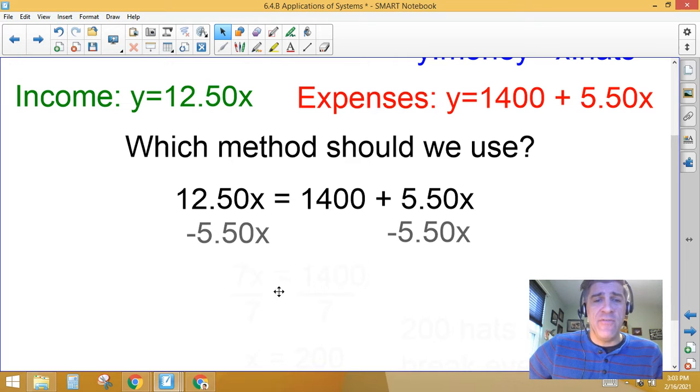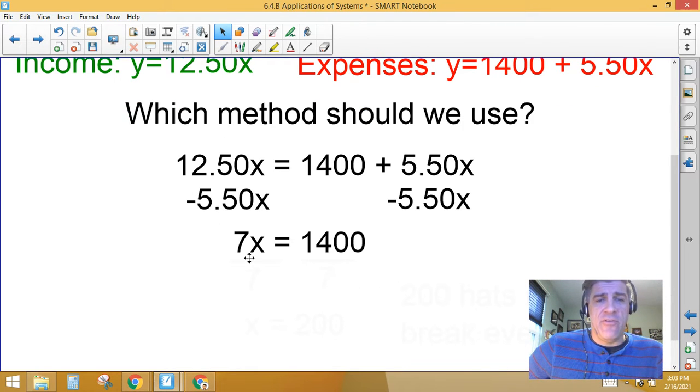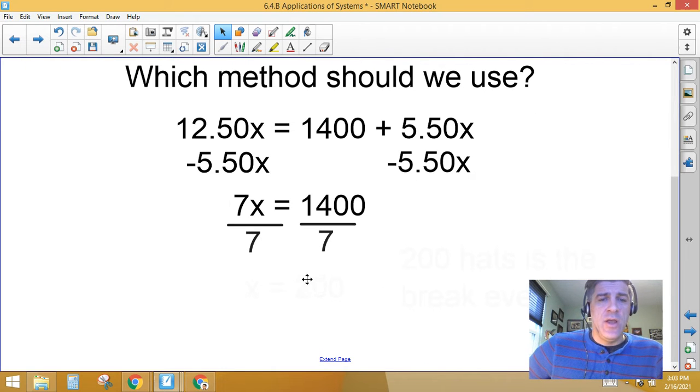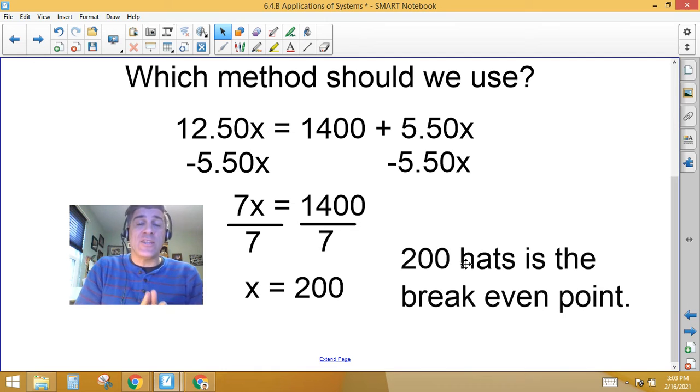I'm going to take away 5.50x from each side. That leaves me with 7x equals 1400. Now, since 7 is my coefficient, I'm going to divide by 7, and I get x equals 200. So 200 hats. Once this person sells 200 hats, that is the break-even point. Bonus question: if they sell 201 hats, what's their profit?